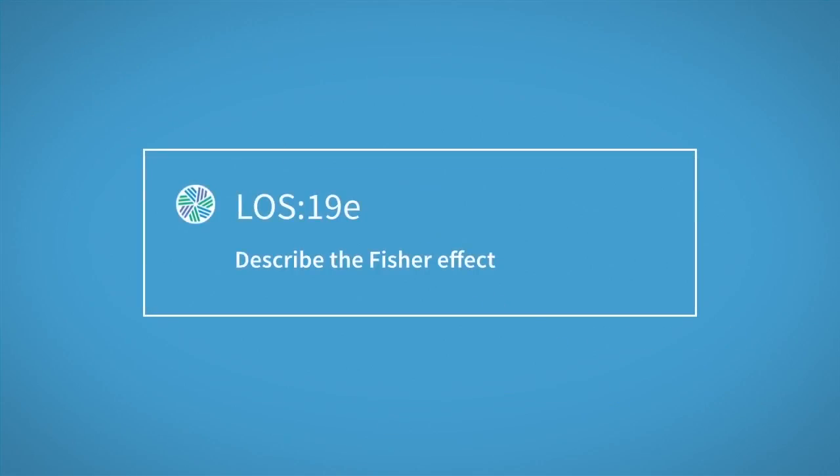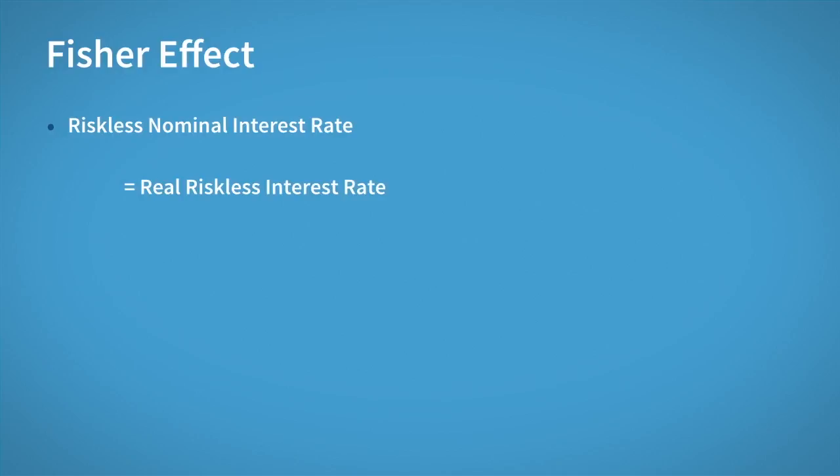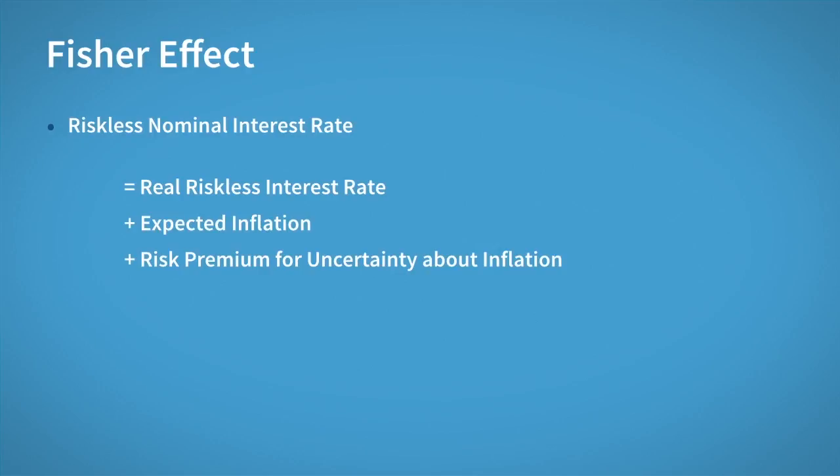Okay, next we're going to look at the Fisher effect. The Fisher effect is a relation to help us understand the components of the riskless nominal interest rate. What we are saying here is that the nominal rate of interest, for example, the rate on a US Treasury bill, is made up of the real rate, the expected inflation, and a premium for uncertainty regarding inflation. What this shows is that real rates are in fact relatively stable, and the majority of the change in interest rates comes from inflation and the uncertainty with regard to inflation.